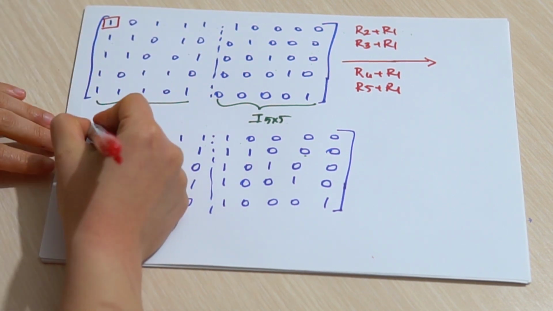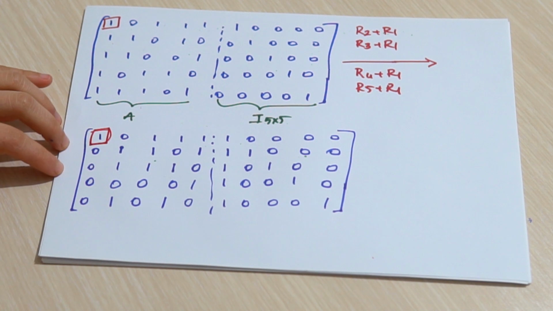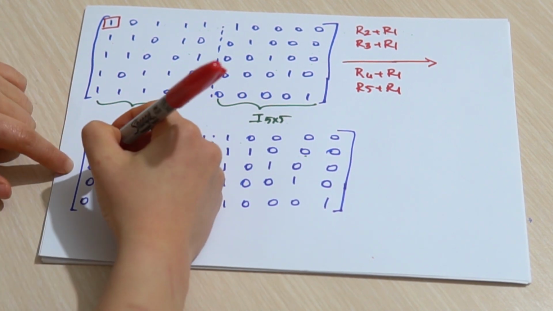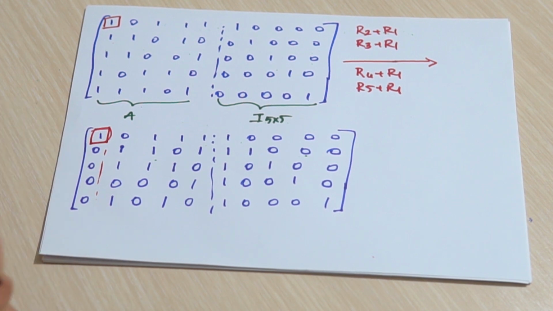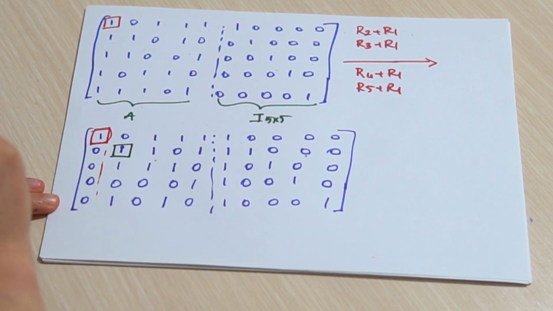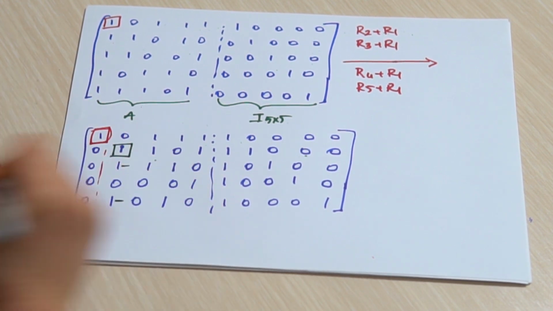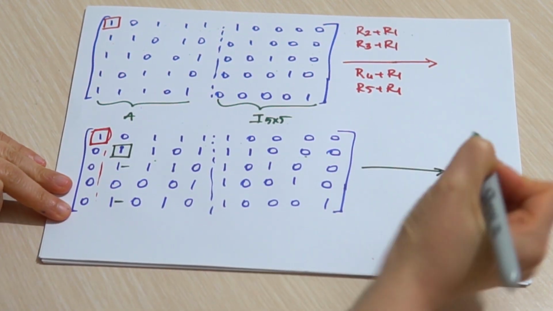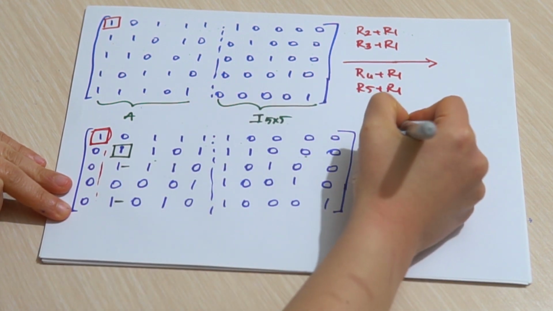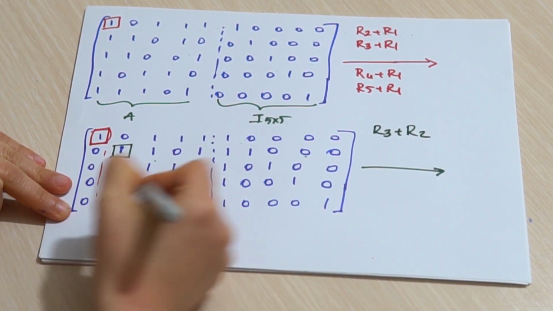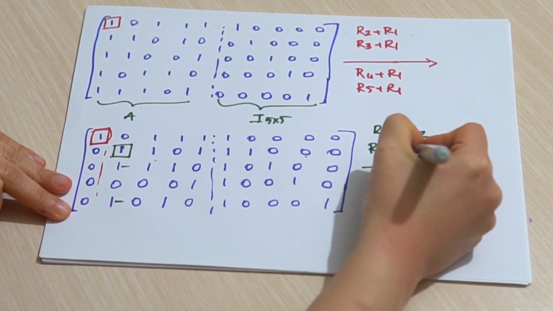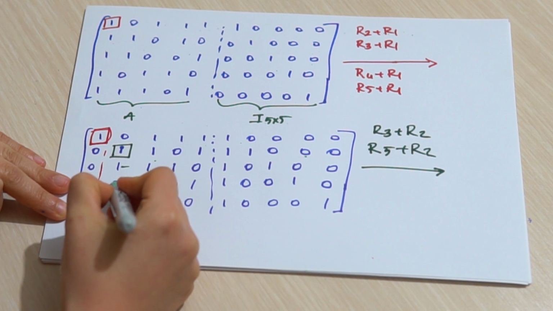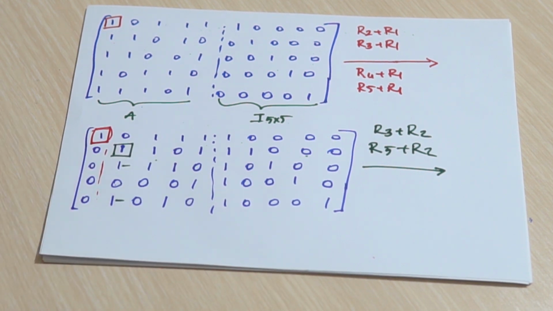Now, the column where this one belongs has all zeros other than this one. Now, we will look at this column. There is a one here, right? So I want to make this one and this one 0. So I will add row 2 to row 3 and row 2 to row 5. So I will get rid of this one. There is 0 here and there is 0 here, so I don't have anything to cancel.